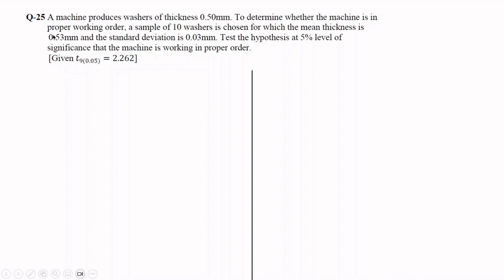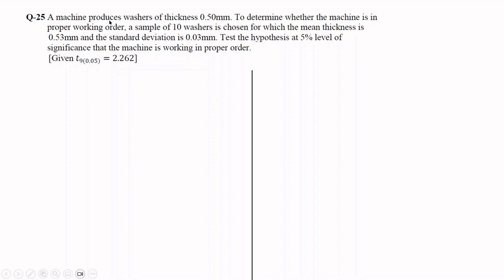Moving on to the next question. A machine produces washers of thickness 0.5 millimeter. To determine whether the machine is in proper working order, a sample of 10 washers is chosen, for which the mean thickness is 0.53 millimeter and standard deviation is 0.03 millimeter. Test the hypothesis at 5% level of significance that the machine is working in proper order. Here it is given the table value of T for 5% level of significance and 9 degrees of freedom is 2.262.